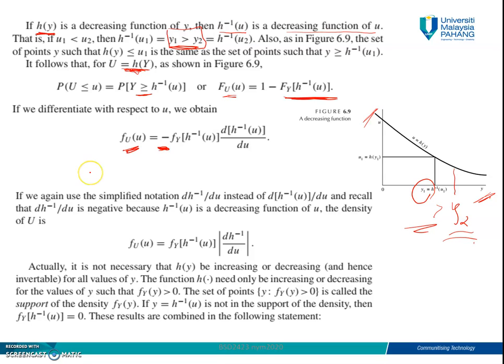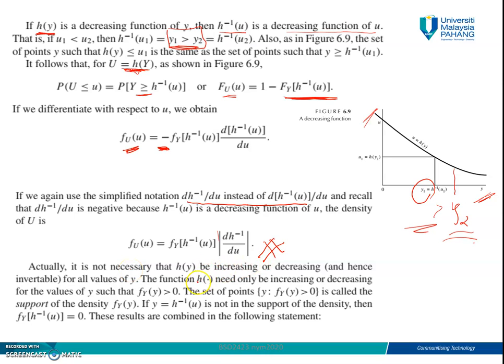All right, so if we again simplify the notation, then you will get this equation. For the decreasing function of u, the density function of u will be like this. So you can see here, when you differentiate, you will get a negative, but here we take the determinant. We take the absolute value only, the positive value. All right, so actually it is not necessary that h(y) be increasing or decreasing, and hence invertible, for all values of y. It can be both.